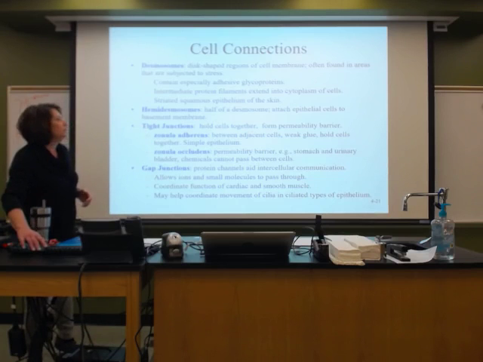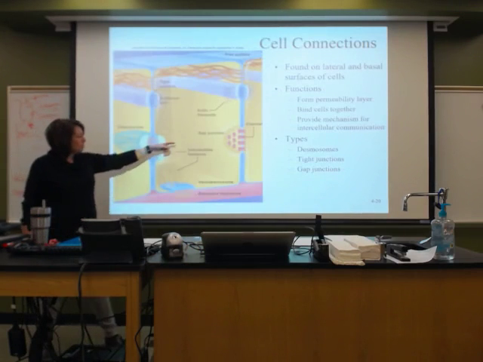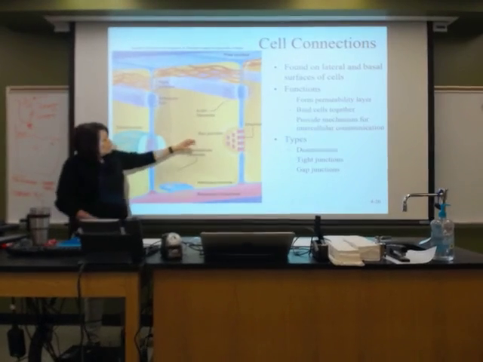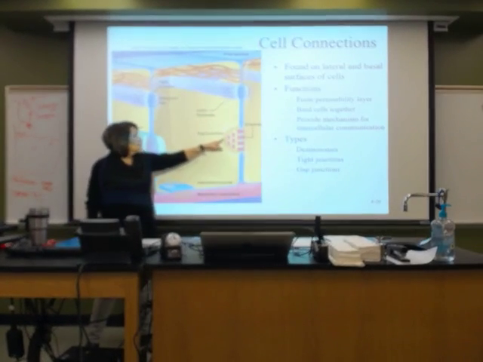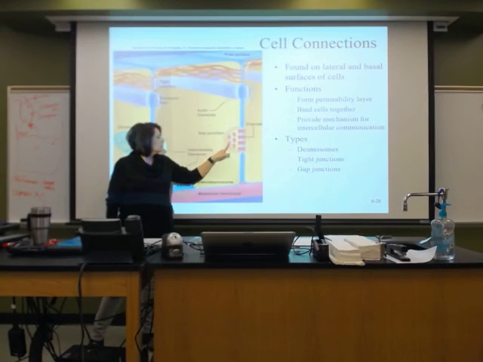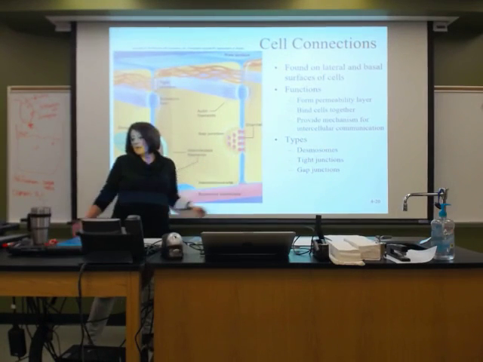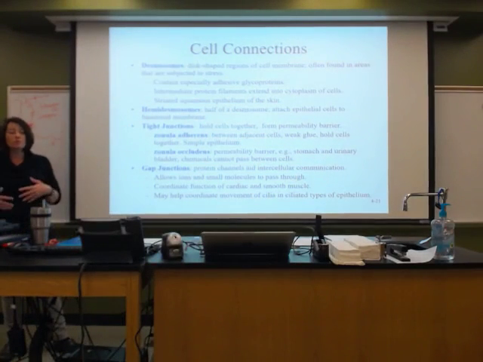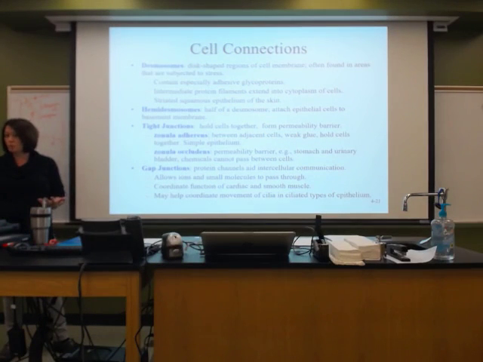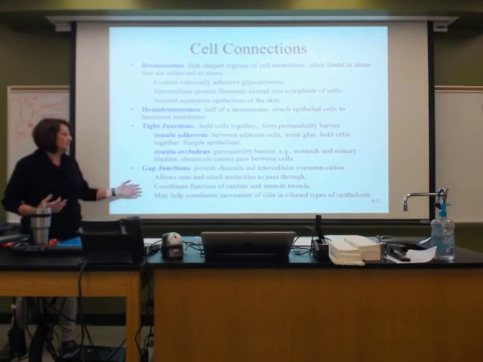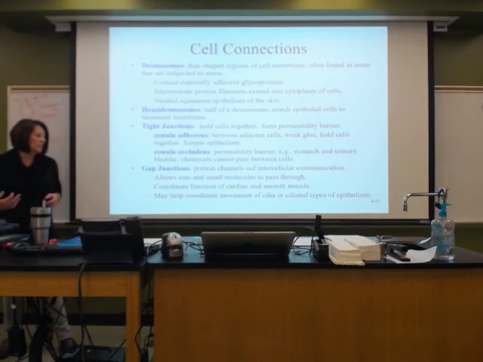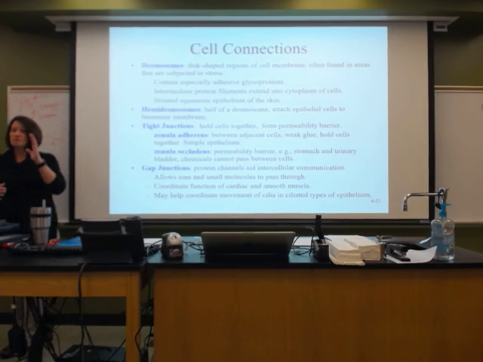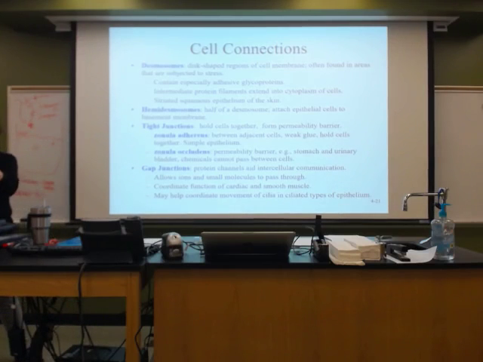The last type of connection is a gap junction. When we look at the gap junction, just like the name implies, there's gaps that are present. This means something can move between the cells. So we're going to see they are little protein channels. They're going to allow materials to move from one cell to the next.